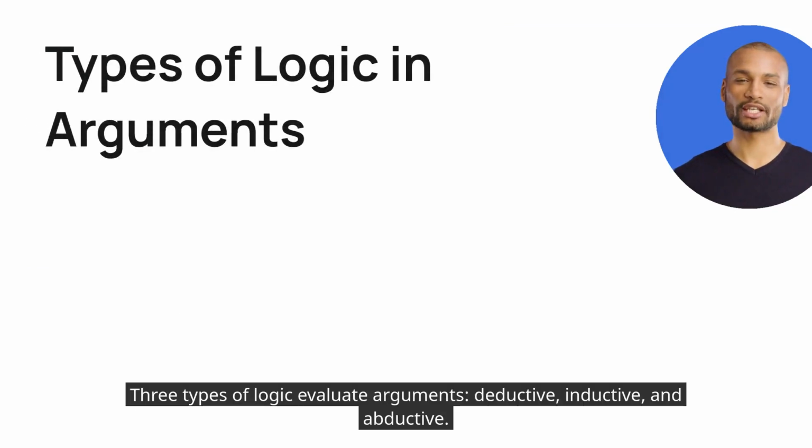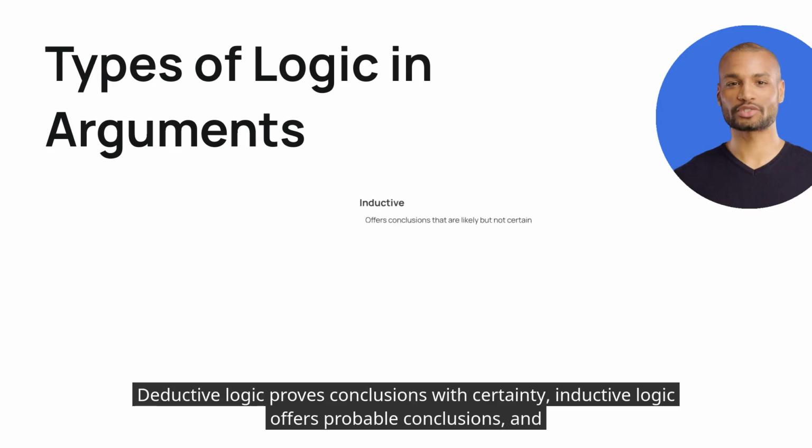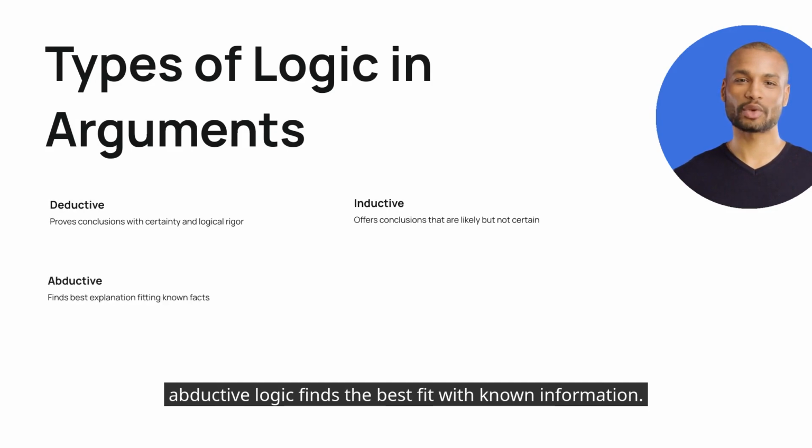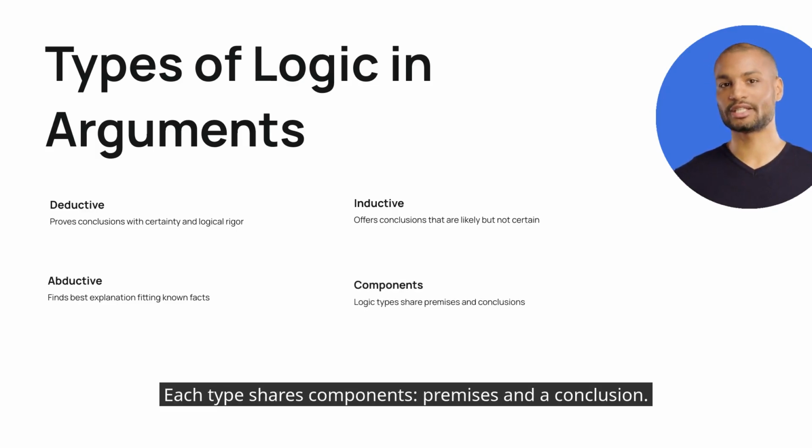Three types of logic evaluate arguments: deductive, inductive, and abductive. Deductive logic proves conclusions with certainty, inductive logic offers probable conclusions, and abductive logic finds the best fit with known information. Each type shares components: premises and a conclusion.